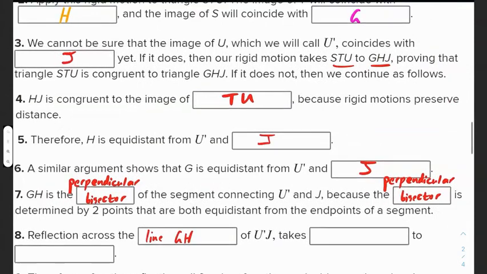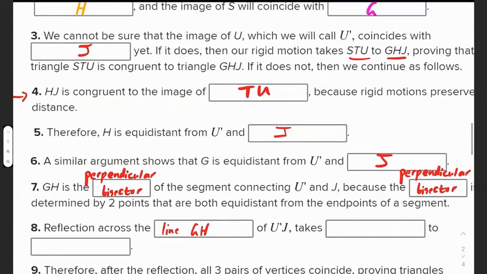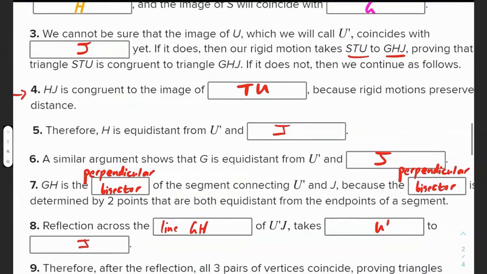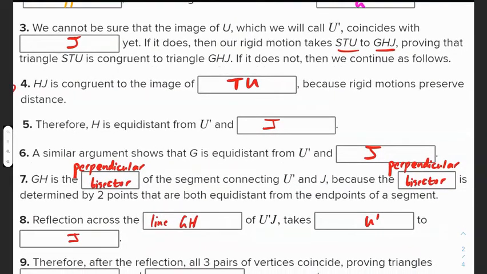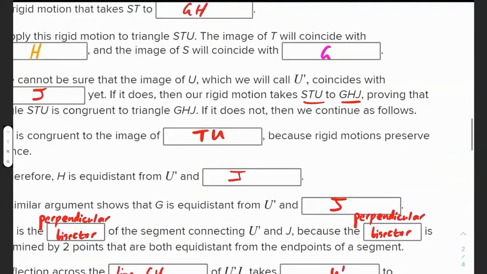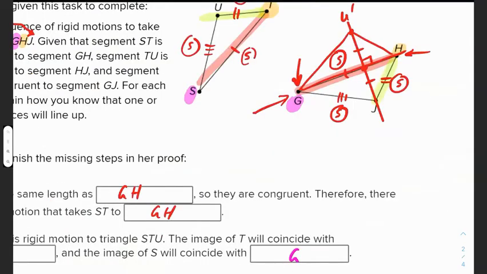Of U prime J takes U prime to J, right? Because U prime flies over to J, vice versa. Okay, maybe. Therefore, after the reflection, all 3 pairs of vertices coincide, proving triangles. Oh, so if we do reflect across GH, G is going to stay right here. It's on the line of reflection. H is also going to stay right there. Does that make sense? All 3 vertices are still just mapping onto one another.